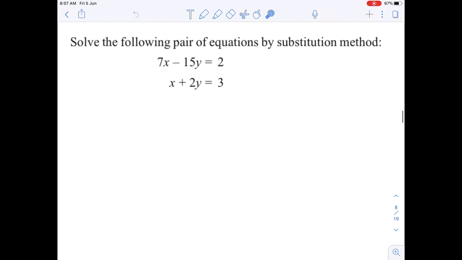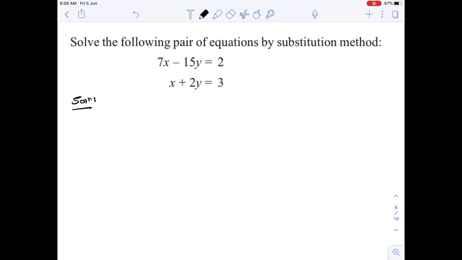Our first question is given as: solve the following pair of equations by substitution method. Now we are provided with two equations. The first equation is 7x minus 15y equals 2. The second equation is x plus 2y equals 3. So let us try to solve it. The first thing you have to do is number both the equations.